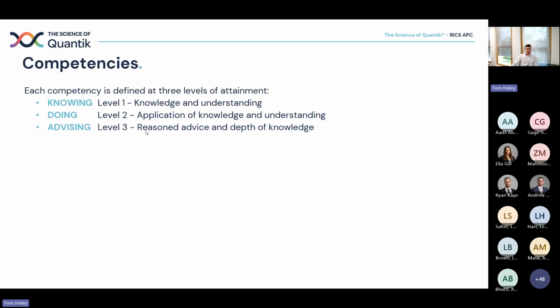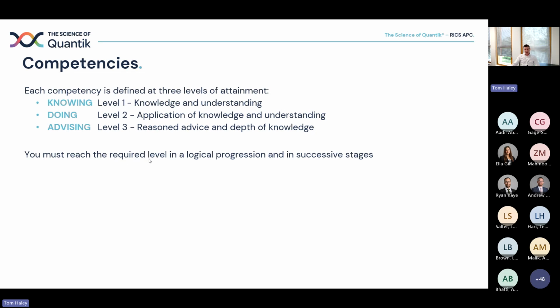Advice, level 3 is reasoned advice and depth of knowledge. So this isn't telling people what to do, that's doing. This is normally a particular situation or a problem arises and somebody, be it a business leader or a client, is reliant on your professional skill, competence and judgment to give them advice and inform a decision. So often advice will arise from a catch-22 situation. You can do something, but these are the consequences, or you can do something else and there's a different set of consequences. What's the best decision for the project or the business in that particular situation? So that's what you need to be demonstrating.